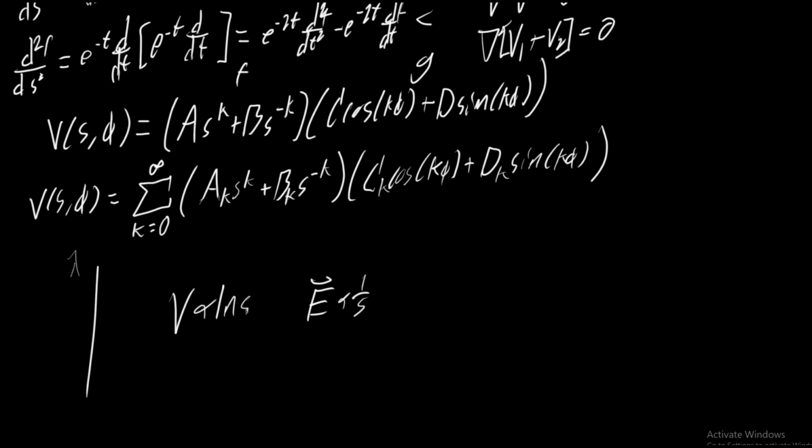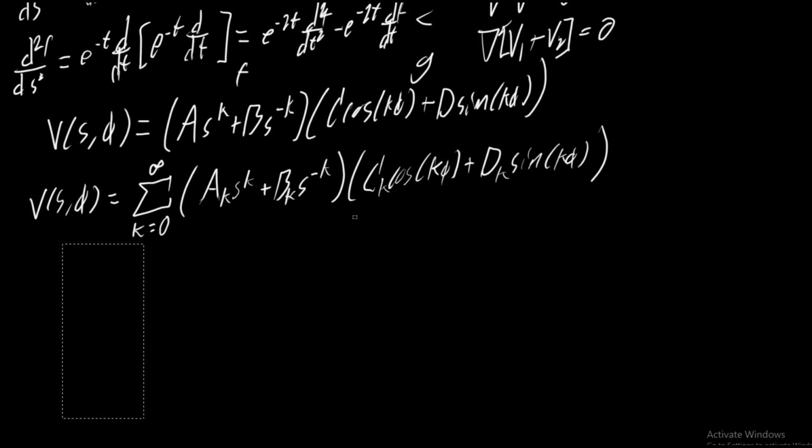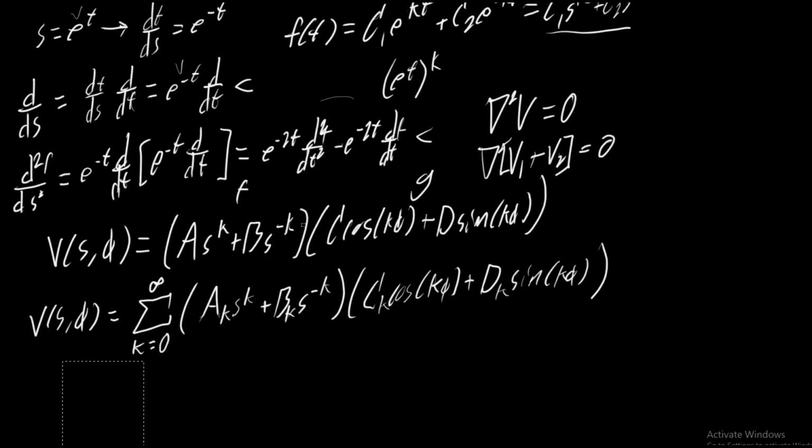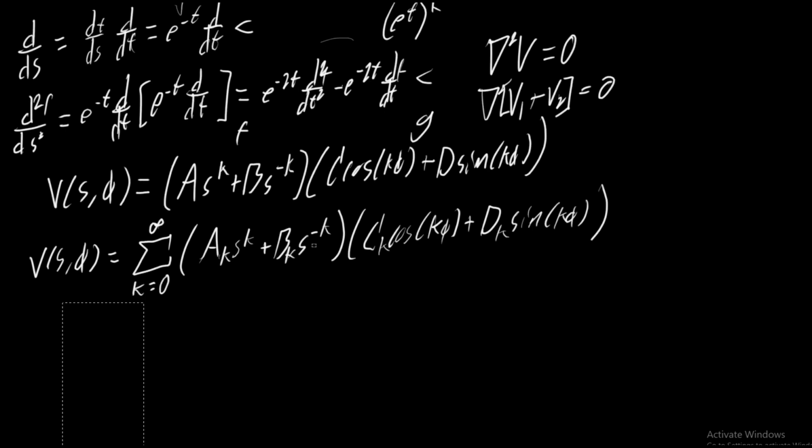Because E is equal to the negative gradient of V. I'm not assuming you know that. This is not an electromagnetism course, but I'm basically saying that we have some missing terms here. This doesn't account for every possible solution, because we are missing the natural log, for example.